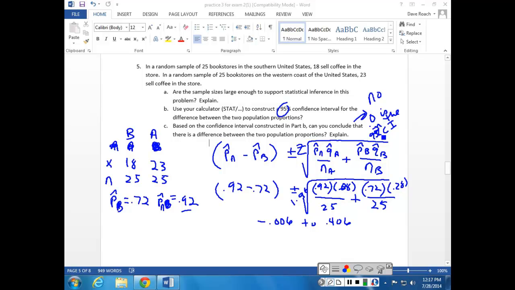Questions about that part? I'm actually going to stay with this problem a little bit longer. I'm going to add a hypothesis test to this.